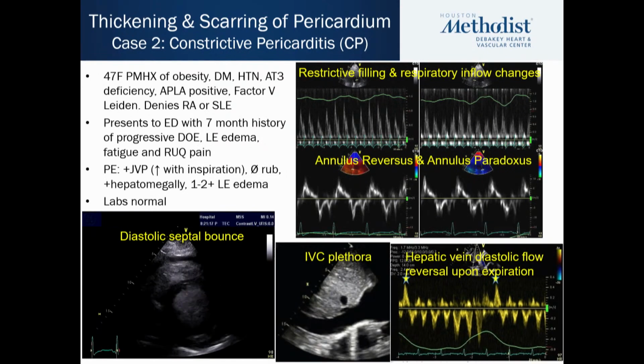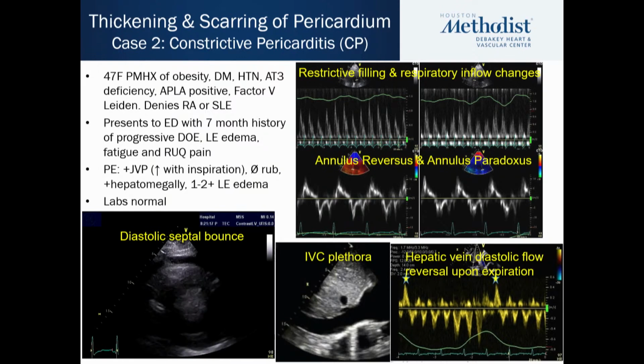This was a 47-year-old who presented to the ED with a 7-month history of right heart failure symptoms: progressive dyspnea on exertion, lower extremity edema, fatigue, and right upper quadrant pain. Physical exam showed elevated JVP, which increased further with inspiration. There was no rub. You felt a large liver and the legs were swollen.